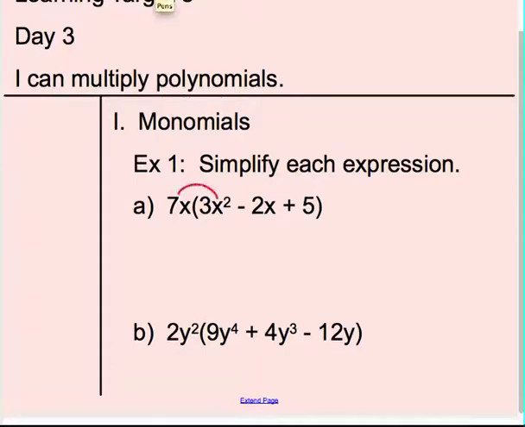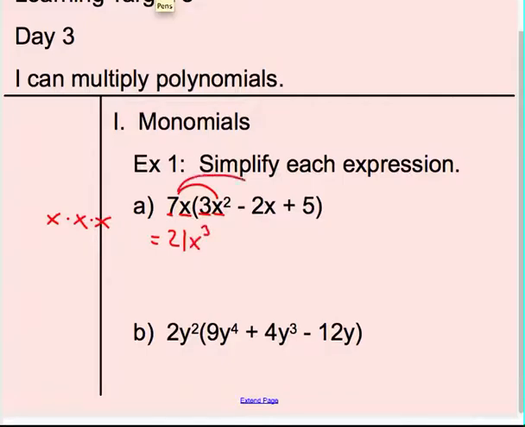So 7x times 3x squared, we're going to multiply our coefficients together. A coefficient is a number being multiplied by a variable. So 7 times 3 is 21. And then we're going to multiply our variables. If we have x times x squared, so I'm going to go over here and write this out, x, and then x squared is x times x. So we have x times x times x, or x cubed.